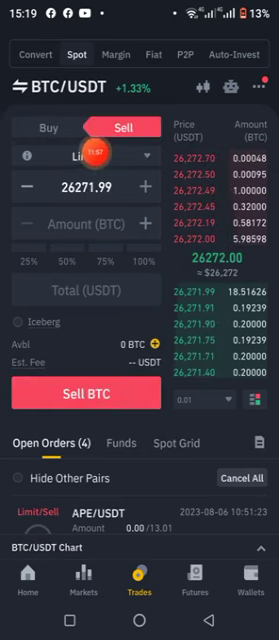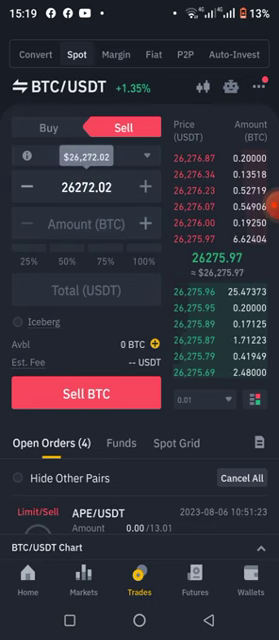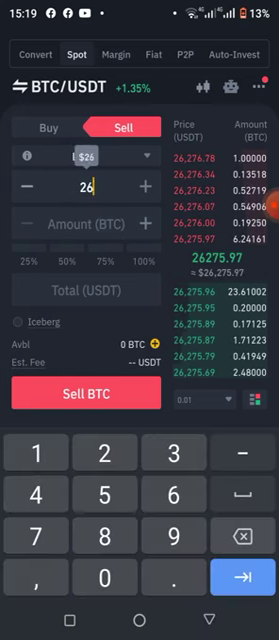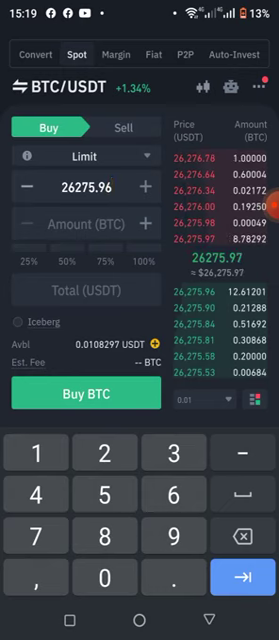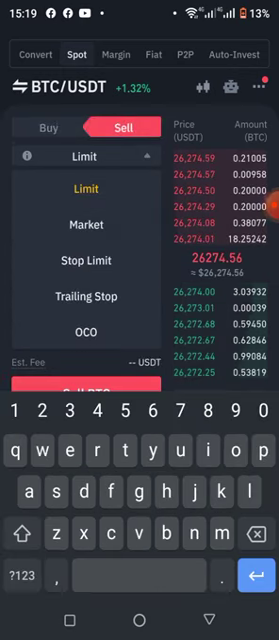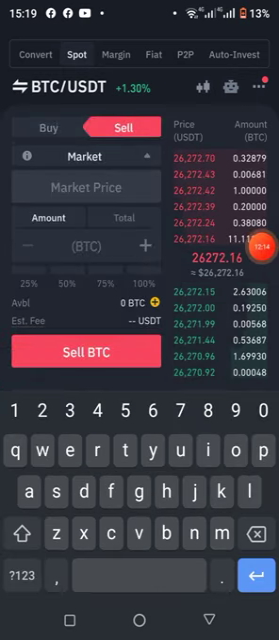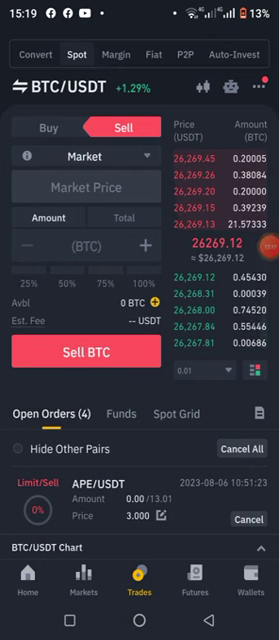When you come to sell, if you want to sell at the market price, you sell at market. If you want to put a limit order, it means when it gets to that particular price that you set, it will sell. Then you can just adjust your price here. But now we want to sell, let's say with the market price. So you now put the amount of BTC you have to sell, let's say 100%. Then you now click sell.